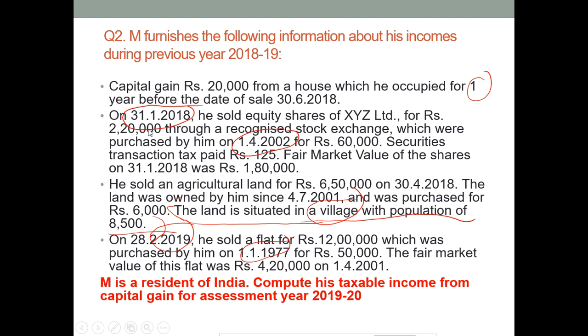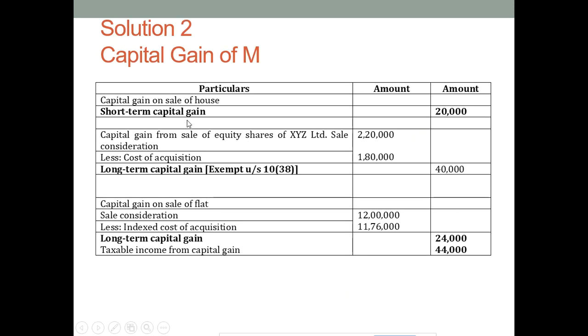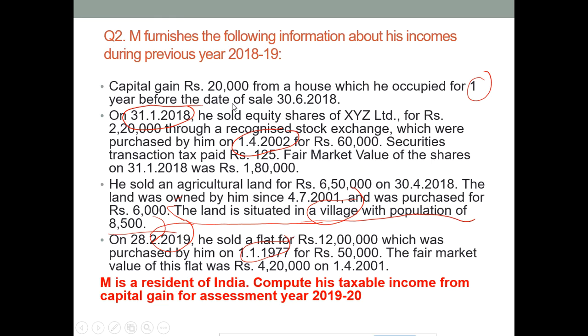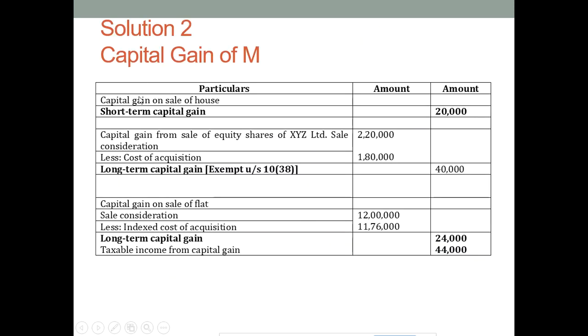So we have one, two, three, four cases. Let's see. Capital gain on sale of house. The first house, which is occupied for 1 year, is a short-term capital asset. So straightaway short-term capital gain is 20,000. Shares: sale value 2,20,000, cost of acquisition is 1,80,000. Long-term capital gain is 40,000, but this gain is exempted under section 10(38).